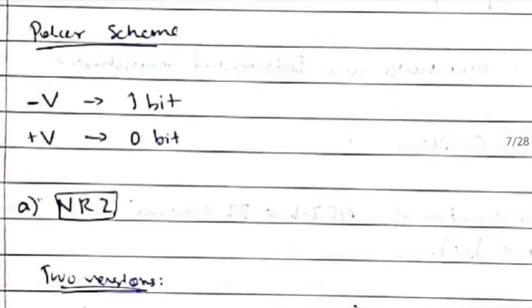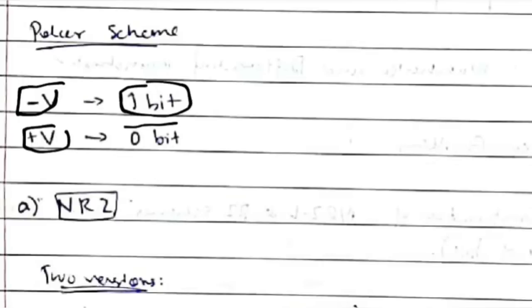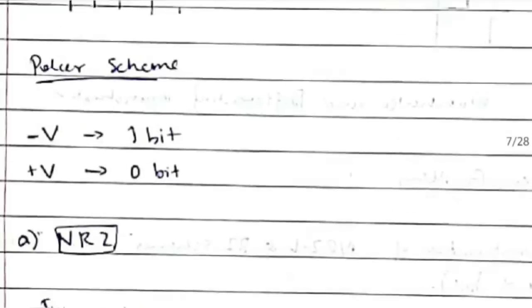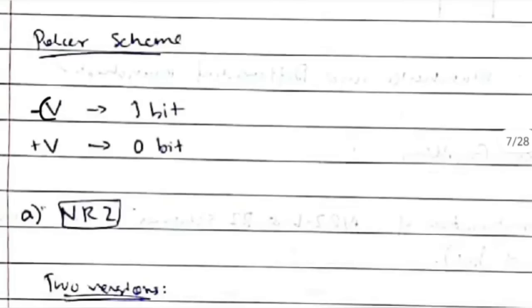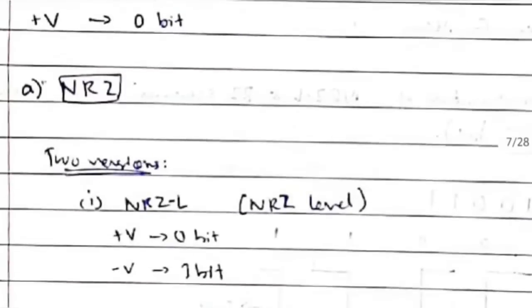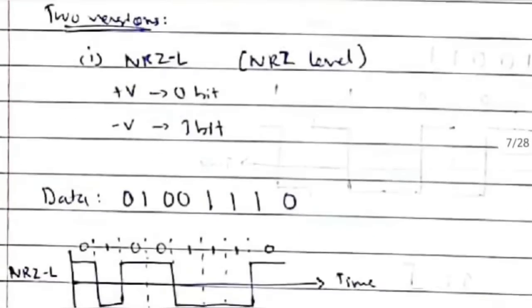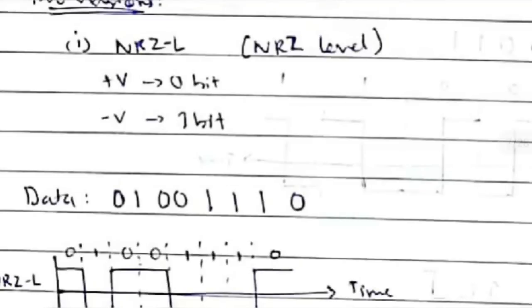In this, remember, negative voltage is 1 bit and positive voltage is 0 bit. It's the reverse of the previous one, in which positive was 1, here negative is 1. Okay. So let's see the first one, NRZ. We have two versions, two types. First one is NRZ level, and in NRZ level, this is the same thing, positive voltage as 0 volt, negative as 1 bit.